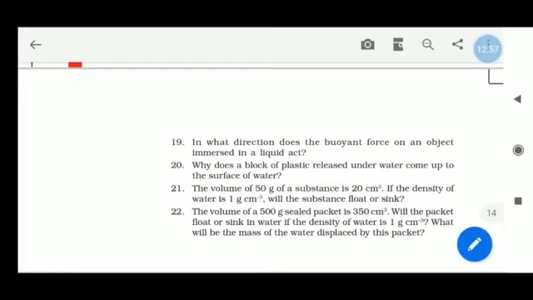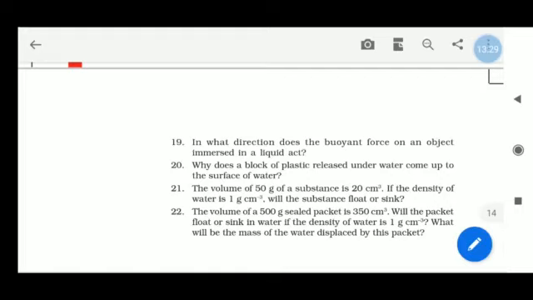Question number 21. The volume of 50 gram of a substance is 20 centimeter cube, and if the density of water is 1 gram per centimeter cube, will the substance float or sink? Mass is given, volume is given.